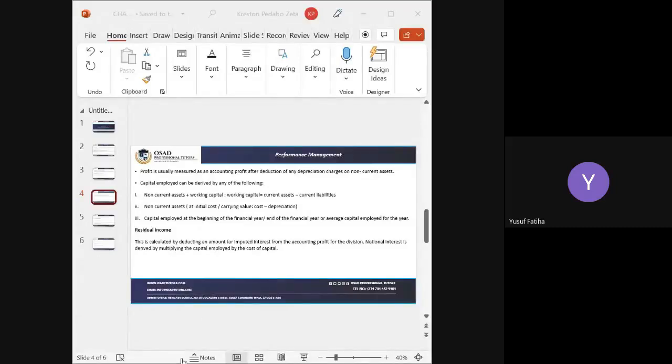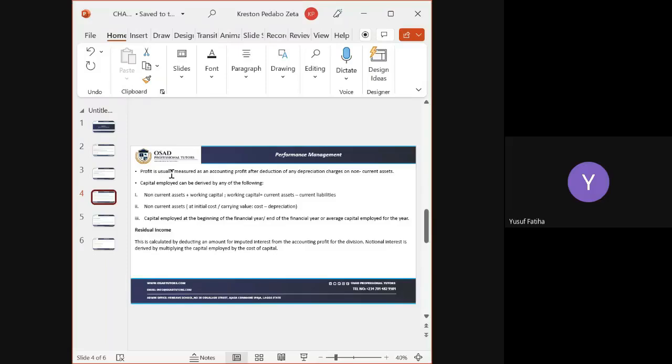Okay. So let me go back to my notes. How do we derive capital employed? Capital employed is, like I said earlier, the amount we spent on that particular project, but it can be derived in numerous ways. We have the first one, non-current assets plus working capital. Capital employed ordinarily refers to net assets. The formula for net assets is total assets minus current liabilities. That's how we get our net assets. But it can be written in numerous ways. One way of writing net assets is this first one here, non-current assets plus working capital.